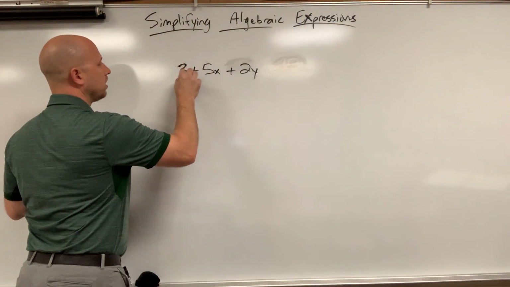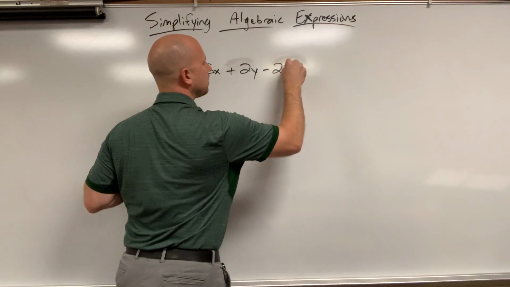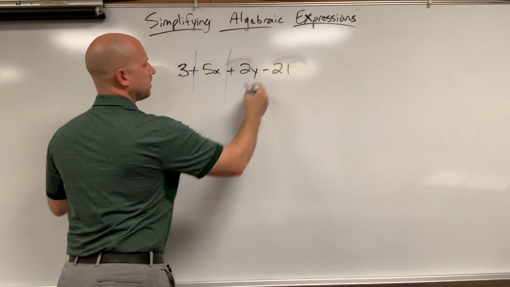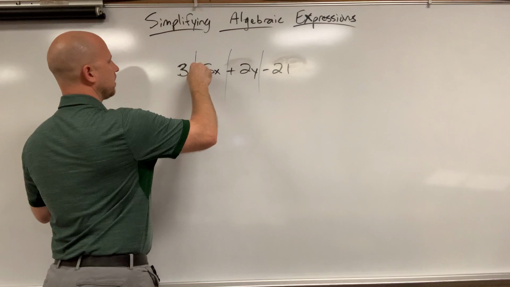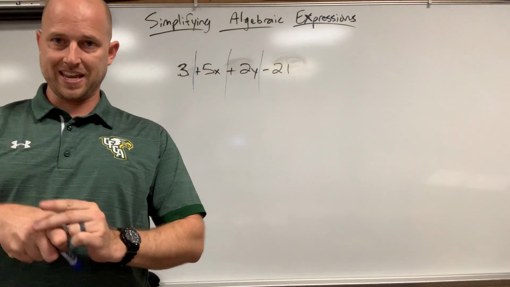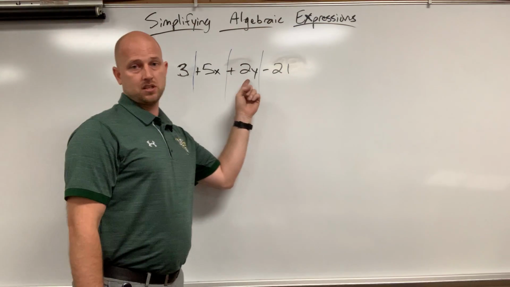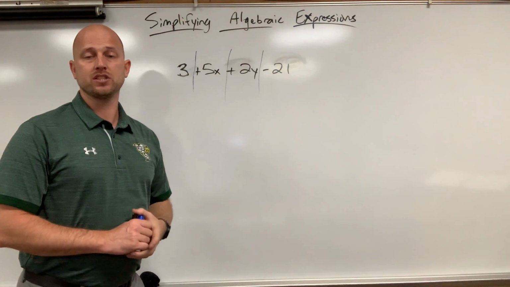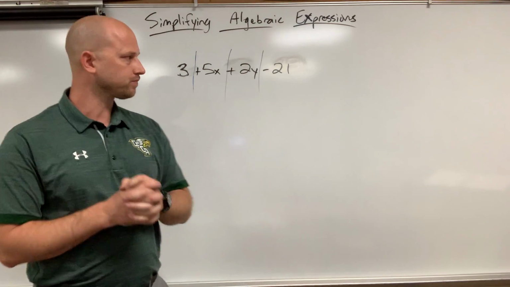So terms are basically, let me get my blue, every time you see a plus or a minus, a term is broken up right there. Now the signs, we said earlier, the sign in front goes with it. So 3 plus 5x. 3 is a term. 3 is a positive 3. Again, at the beginning, if you don't see the sign, it's a positive. So there's a positive 3, there's a positive 5x, there's a positive 2y, and a negative 21. Those are the terms. Because what we're doing when we're simplifying algebraic expressions is finding the like terms. You're finding the terms that are similar and you're combining them. You're putting them together.